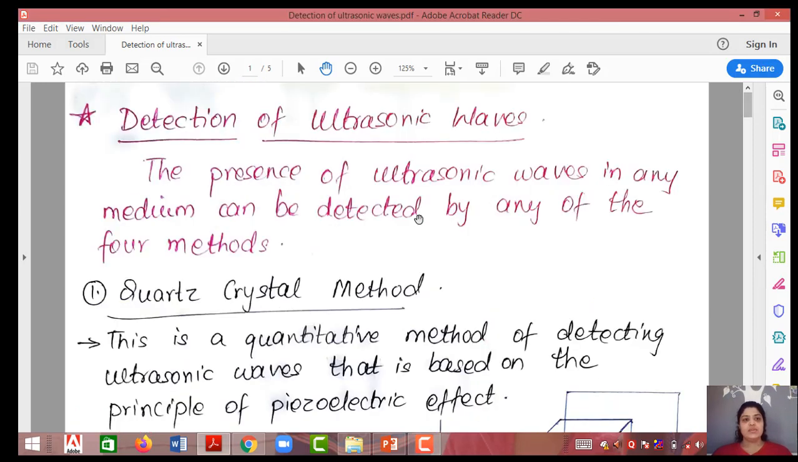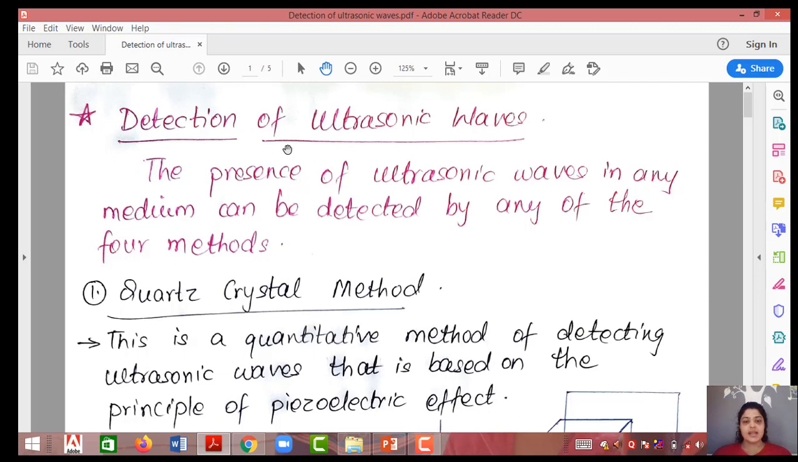Hello students, in today's video we will be discussing detection of ultrasonic waves. Like we have seen in the earlier video, how are ultrasonic waves produced? But this video deals with detection. That means if in any medium there is a presence of ultrasonic waves, how can we feel it? How can we come to know that ultrasonic waves are present?